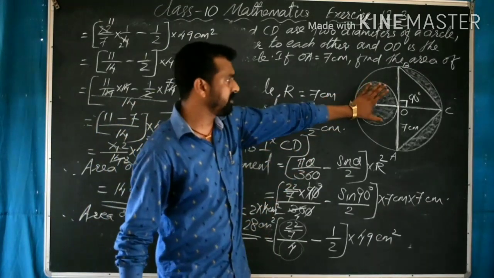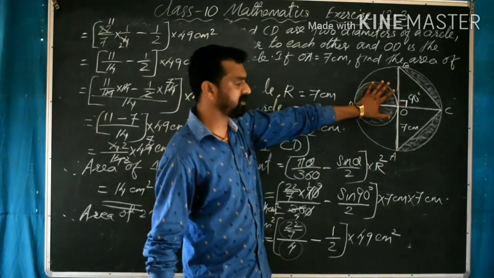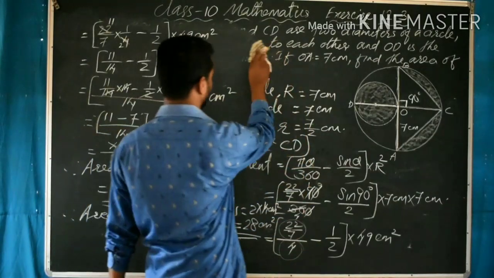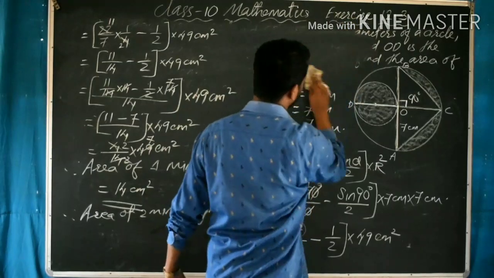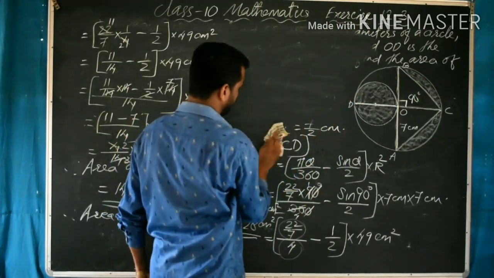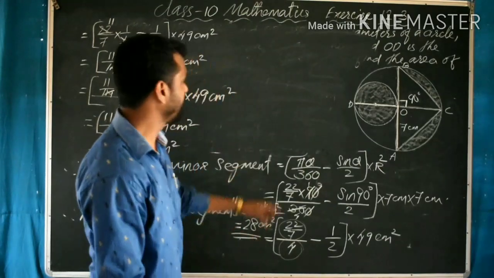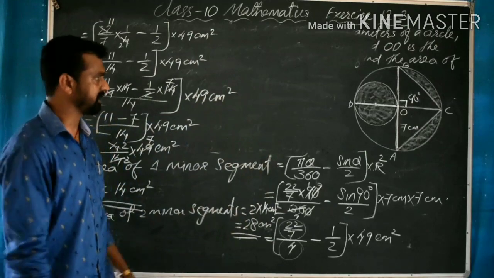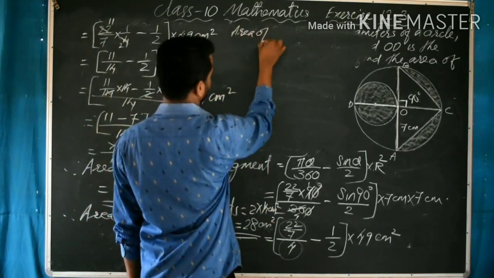Now we have to find out the area of this smaller circle, that also shaded region. Area of a circle, the formula we have studied, is pi r square. So we will find the area of the smaller circle. After that we have to add both the areas, then we will get the area of the shaded region here. So next we are going to find the area of the smaller circle.